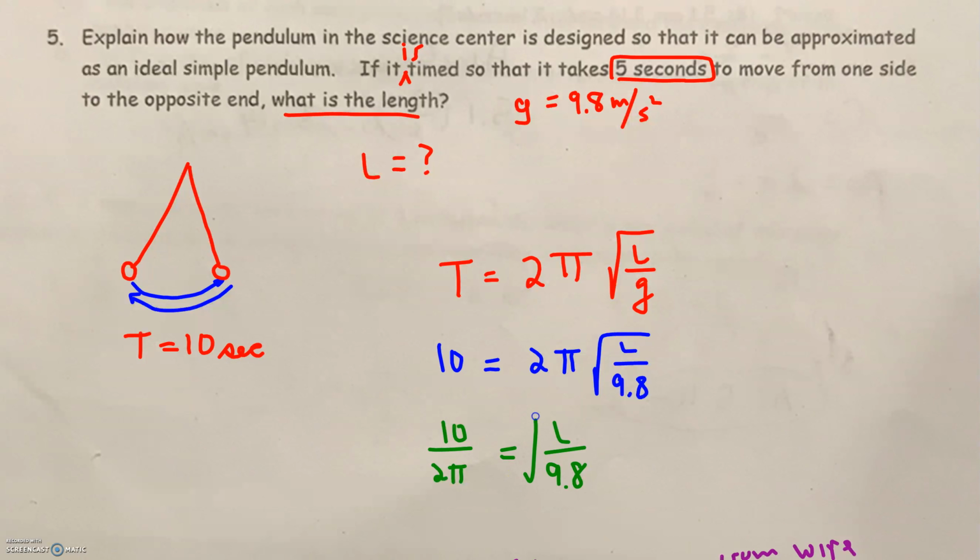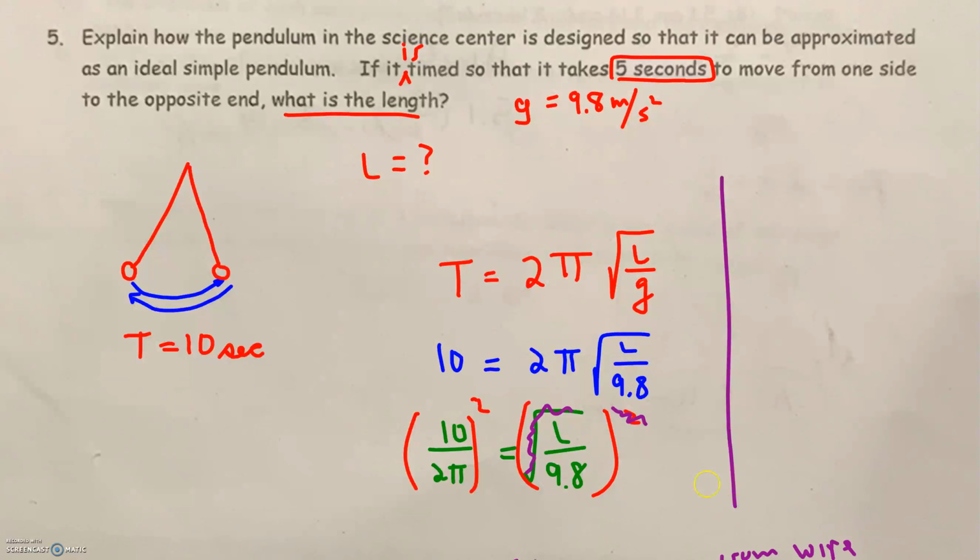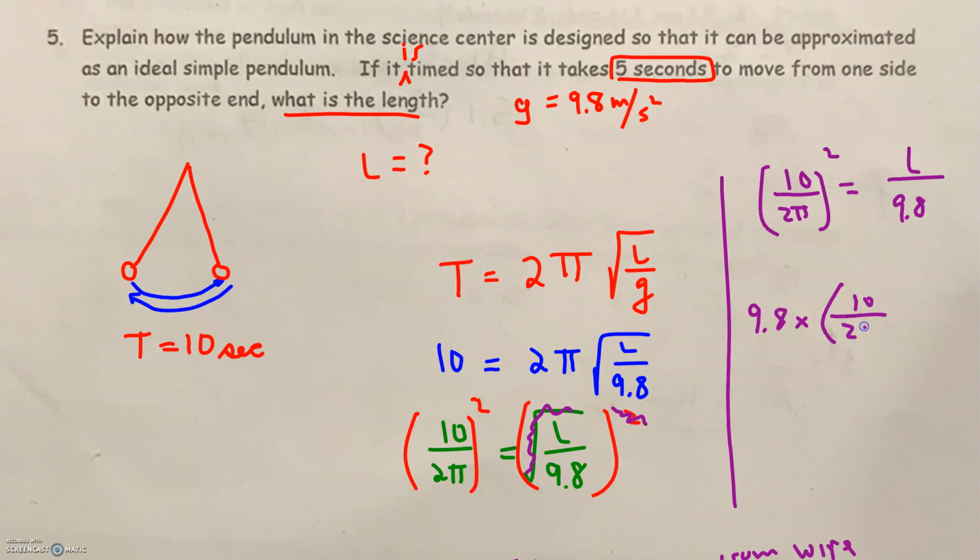That's still under the radical. How do I get rid of the radical? We do the opposite, or the inverse function. We square both sides. Squaring is kind of the inverse of square root, and then the square root cancels the square. They both go away, they cancel each other out. And I have 10 over 2 pi, squared, equals L over 9.8. I can multiply both sides now by 9.8. And I've got 9.8 times 10 over 2 pi, squared, equals L.